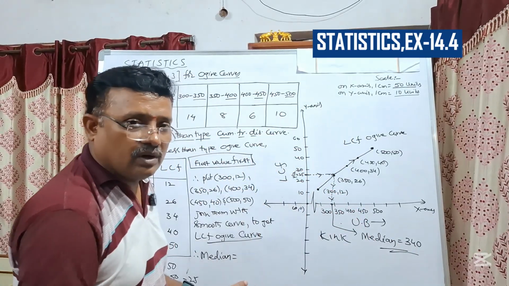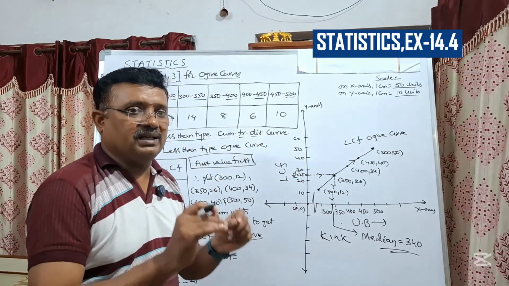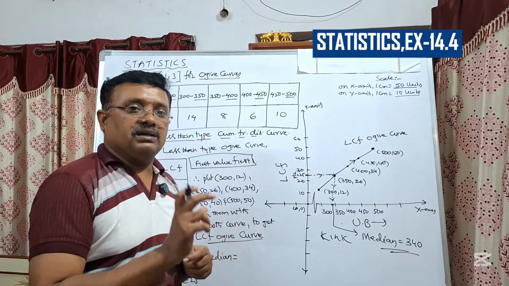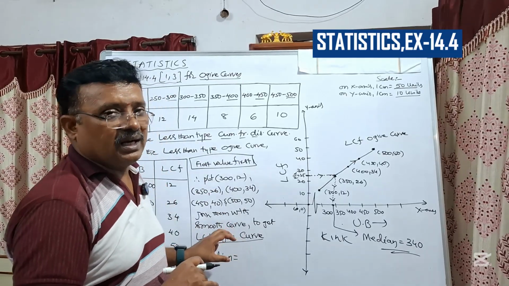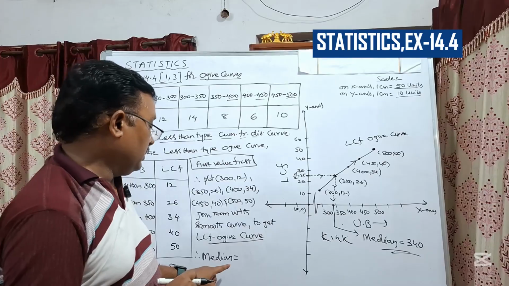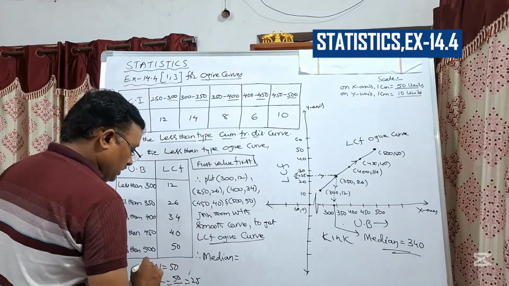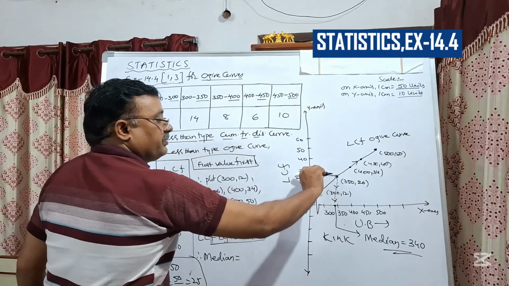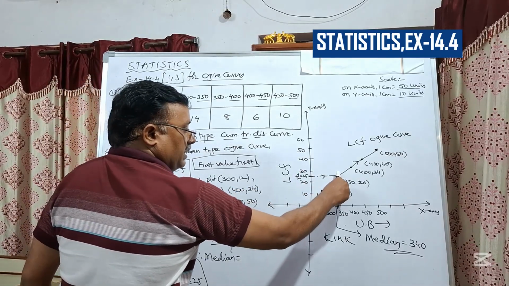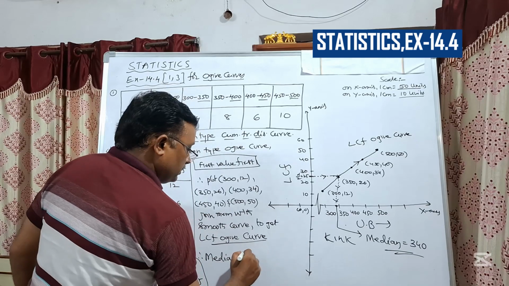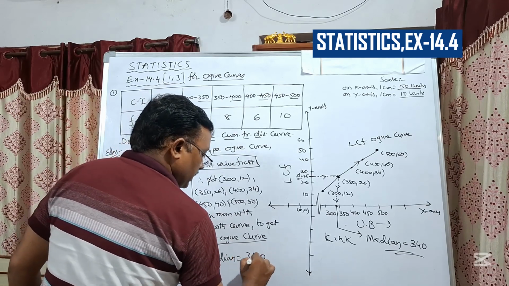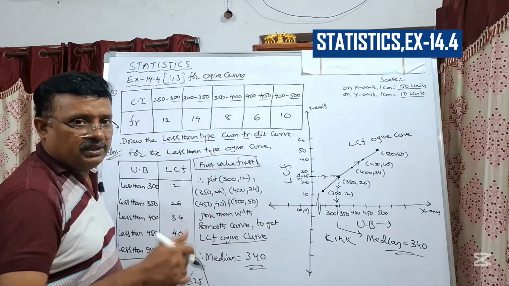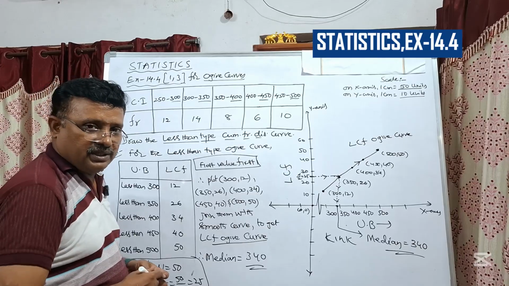If you draw it on graph paper, you will get the accurate median value. Only in rare conditions will they ask you to find the median. So you need to apply the N and N by 2 value, joining these parallel to the x-axis, parallel to the y-axis, and the median. So it is approximately 340 for this question. Got it? I think you understood it.